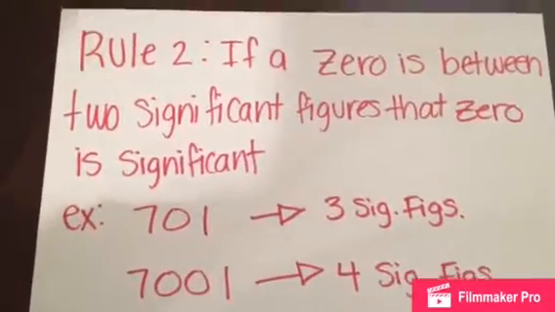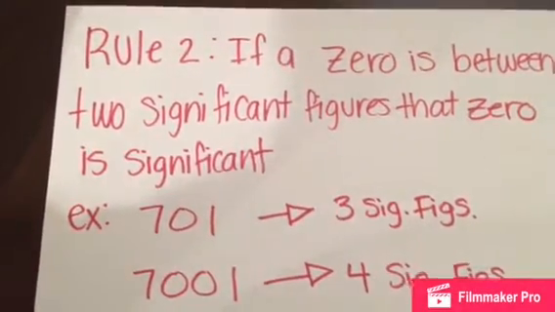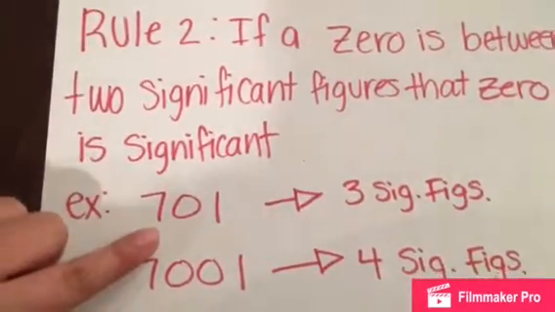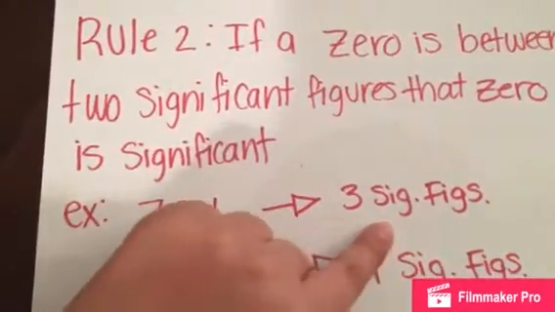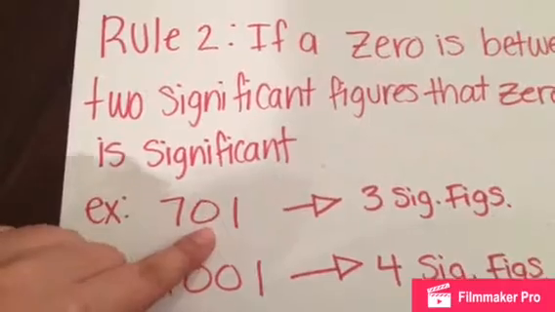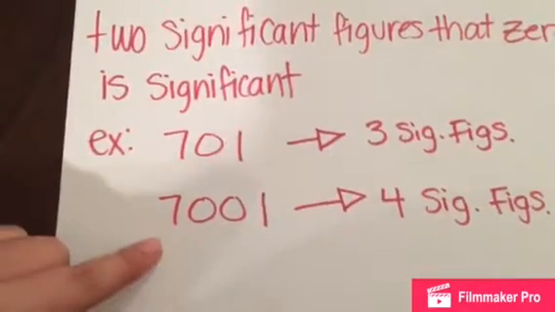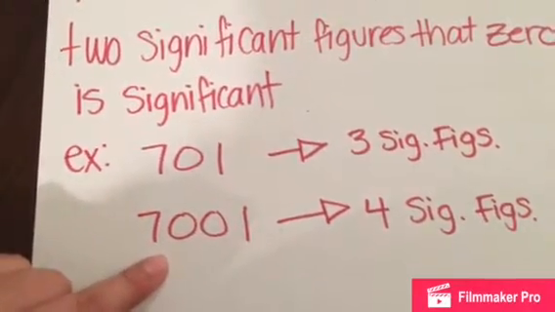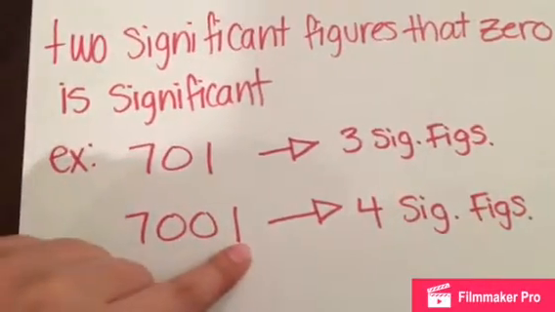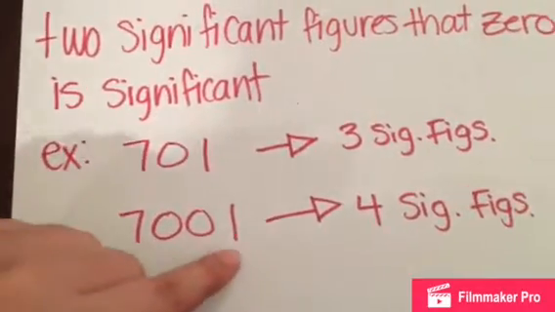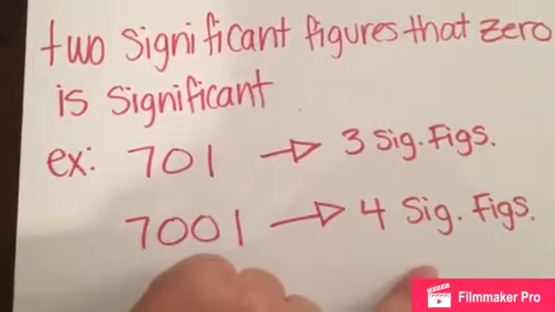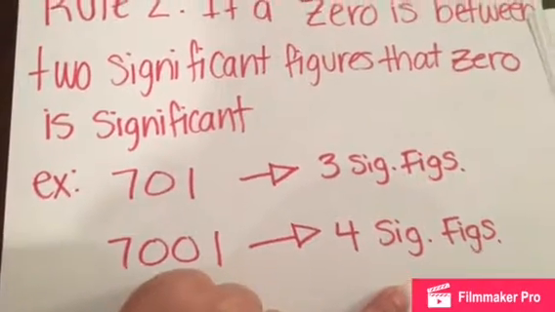Now, rule number 2 is if a 0 is between 2 significant figures, that 0 is significant. An example of this would be 701. There are 3 significant figures because the 0 is between 2 significant figures, and that's what makes the 0 significant. Another example would be 7,001. Because these 2 zeros are between 2 significant figures, that makes every number in 7,001 a significant figure. So that's why there are 4 significant figures in 7,001.